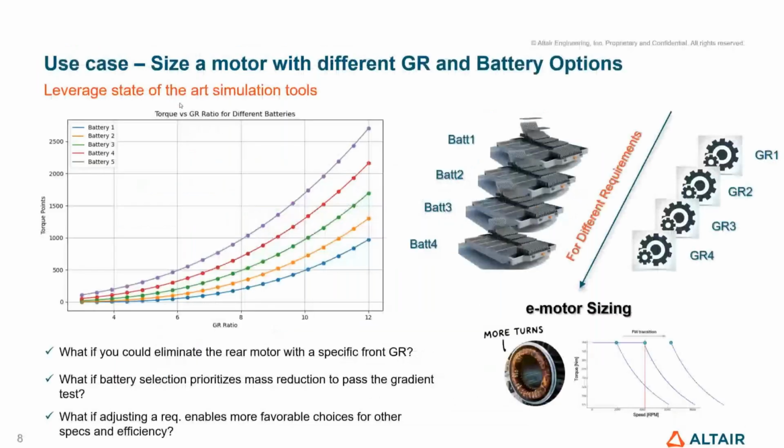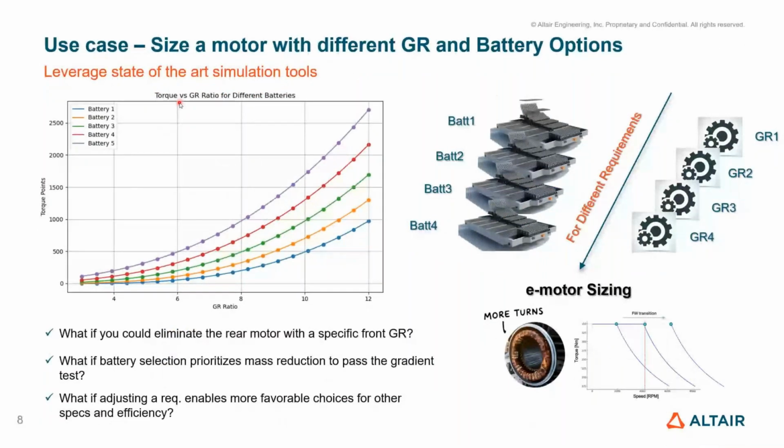I have two use cases. For example, you want to size a drive and you have different battery pack options with different configurations of series or parallel or even different batteries. And you also have different gear ratio options. And you also want to design a machine and you don't really know how to optimize the envelope of the machine when it comes to the constant torque and constant power region, how many turns to use and all that.